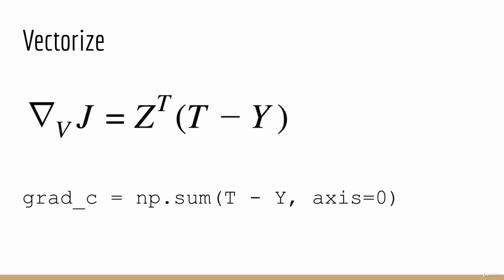As usual, we would like to vectorize these operations so that they are more efficient in code. Just like before, the gradient of J with respect to V is z transpose times (T minus Y). Unfortunately, there isn't really a convenient notation for the sum over one index of a matrix, which is what we have for the bias term c, so we'll just show what it would look like in NumPy.